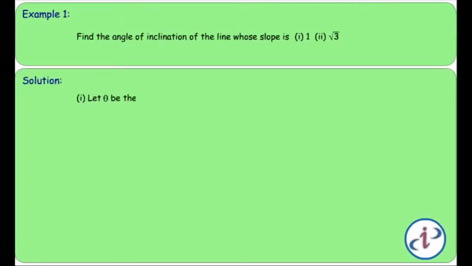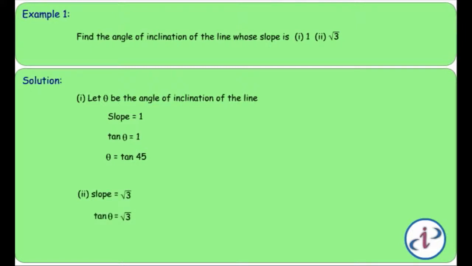Consider theta to be the angle of inclination of the line, given that the slope is equal to 1. Hence, tan theta is equal to 1. Thus, theta is equal to tan 45. Case 2. When the slope is equal to square root of 3, we have tan theta is equal to 60 degrees. Hence, the angle theta is equal to 60 degrees.